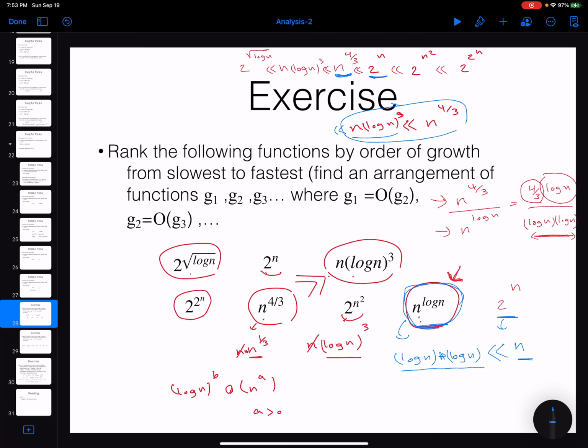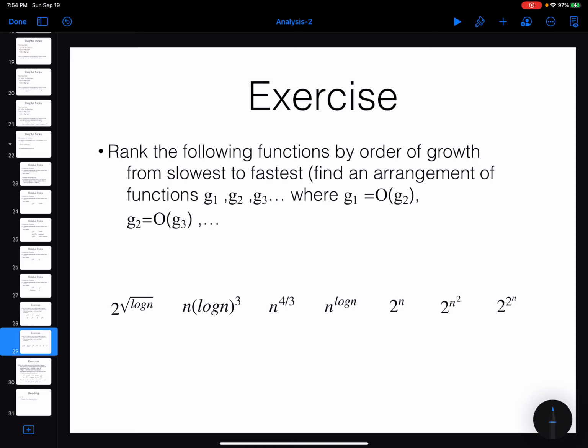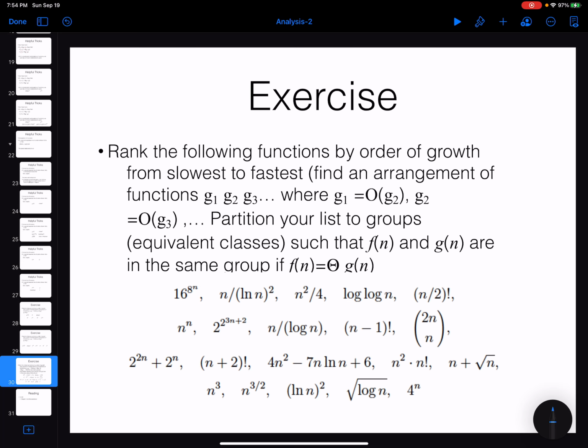Again, I think it's very clear, but remember that log of n to the power of anything is strictly slower than n to the power of any positive number. So it's very clear then that n to the log of n is strictly slower than 2 to the power of n. And so the final full order of all those functions is going to be this order. So this is the result of this exercise.